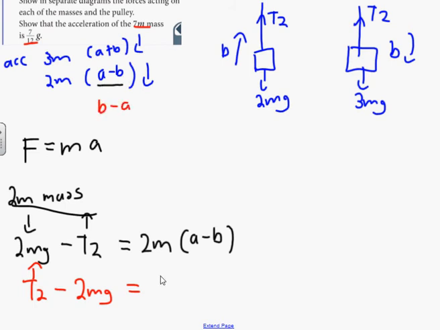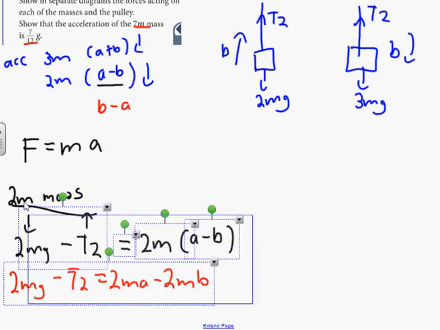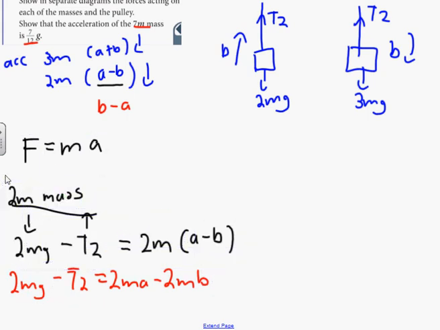And you can see that it's basically the equivalent of multiplying both sides by minus 1. So you get the same answer. Okay? So that's cool there. And now, that's the 2m mass. We'll just multiply it out, and we get 2 mg minus T2 equals 2 ma minus 2 mb. Okay, so that's that one there, and dusted.